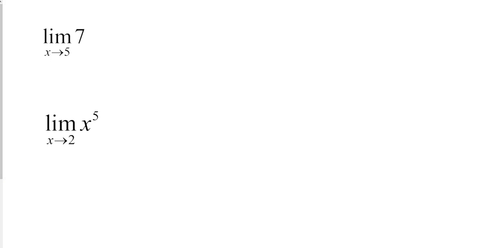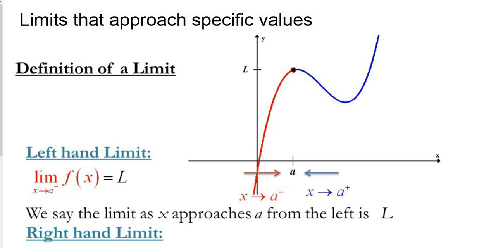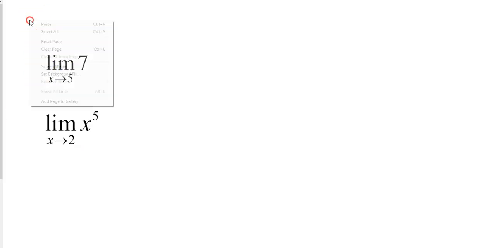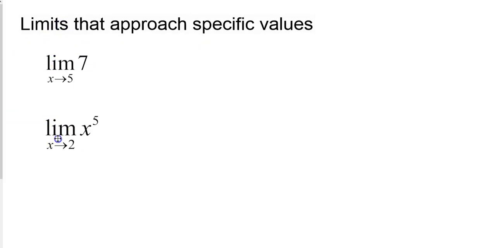Okay, so let's talk about some simple examples, and I would like you to write down, let me copy this in so we have it, limits that approach specific values. And we'll start with some simple ones and work to some more complex ones. So this first one, limit as x approaches 5 of 7. Well, the function is just 7. The function doesn't care what x is, right? So the function is just going to be 7 no matter what x is. So the limit of any constant is that value. It does not have any dependence on x.